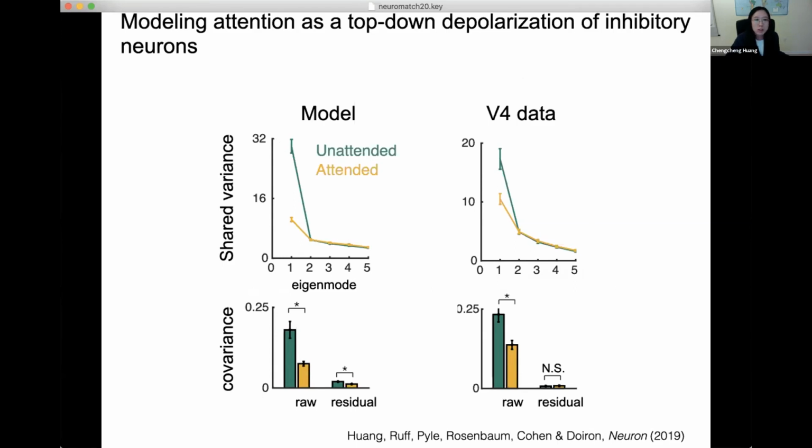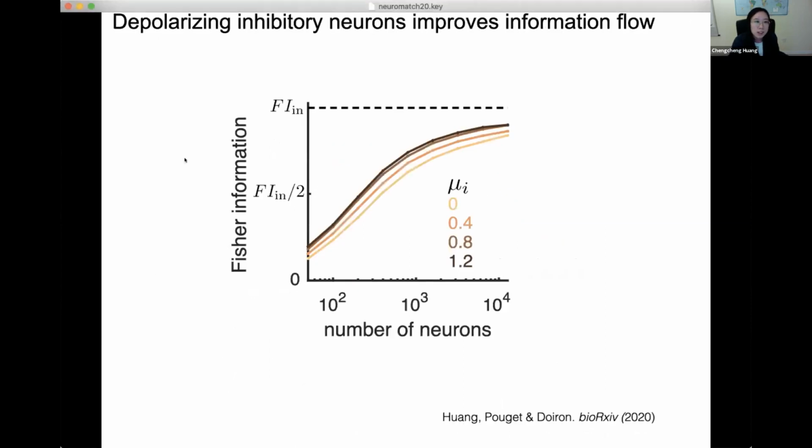Okay, then how does this affect the information flow? We can see that indeed depolarizing the inhibitory neurons can improve information flow. So in this case, when mu I equals 0, the network is in a wave propagating dynamics regime, and the internal wave dynamics reduces the information content in the network. And as we increase the drive to the inhibitory neurons, we can stabilize the network. Then we transition into the stable regime where the network is the most efficient at transmitting information.